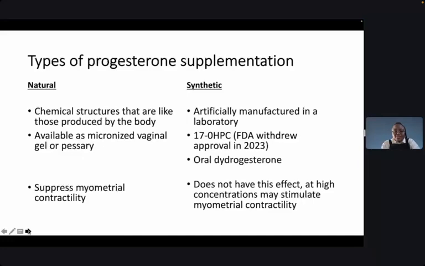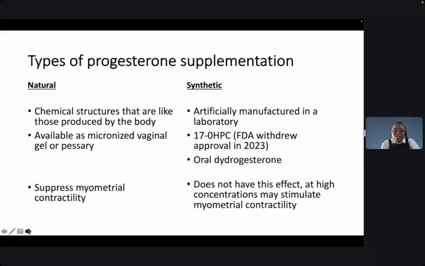Whereas the synthetic ones are progesterones that are artificially manufactured in the laboratory. The one that we commonly know is the IM 17-hydroxyprogesterone caproate. And recently it was withdrawn from the FDA drug list in 2023.